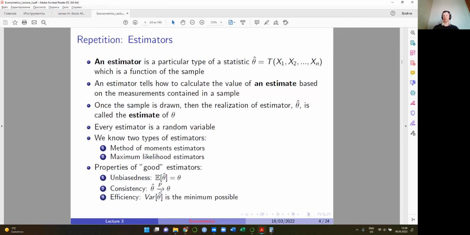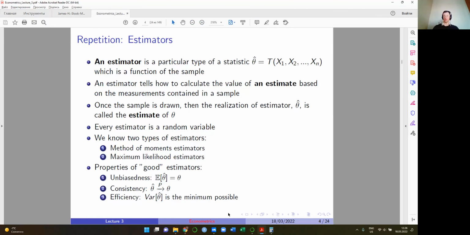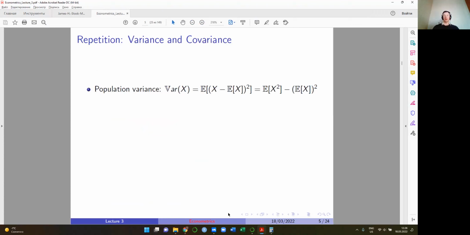And efficiency. Efficiency means that the variance of this random variable theta hat must be the minimum possible out of all other estimators. So this is what we need to remember about estimators for today's lecture. Next, let me remind you something from algebra that we did on probability course.